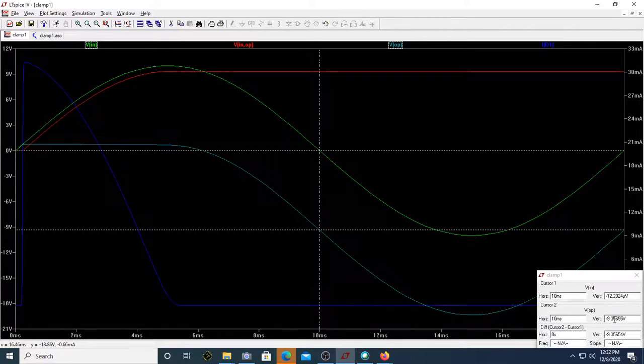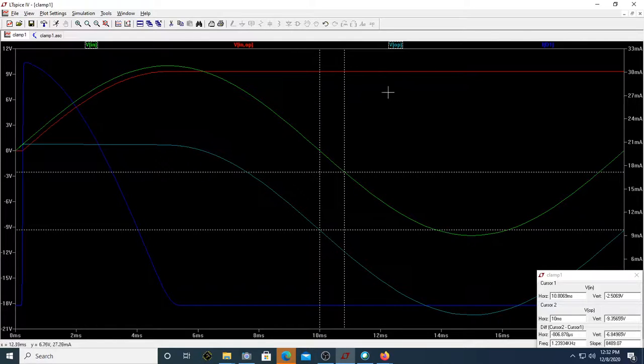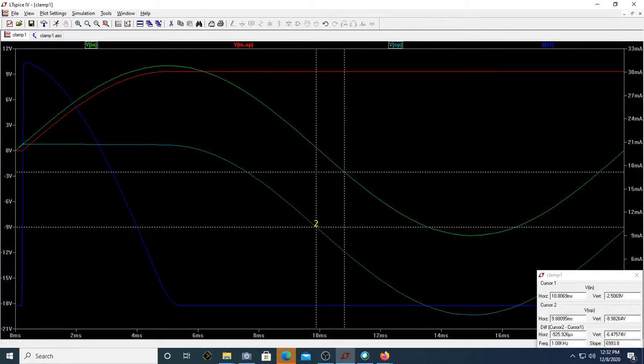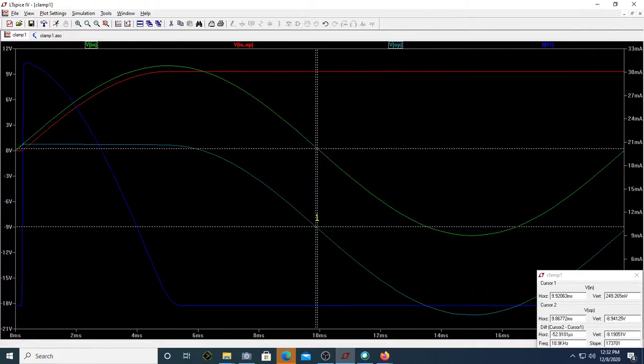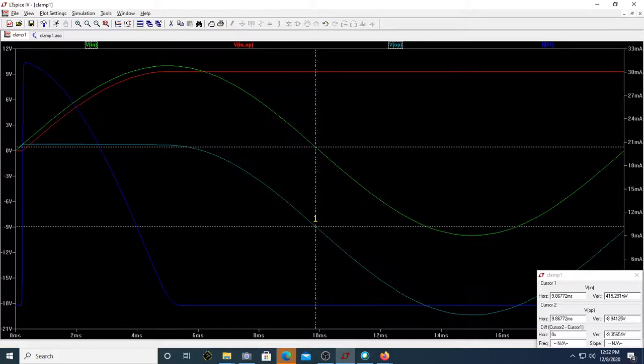Let me put one on this. Okay, this is channel 2. Channel 2 is my output and channel 1 is my input. Let me coincide these two. You can see channel 1 is input, this is output. When the input is almost 0, can you see now this is almost 9.3 volt.